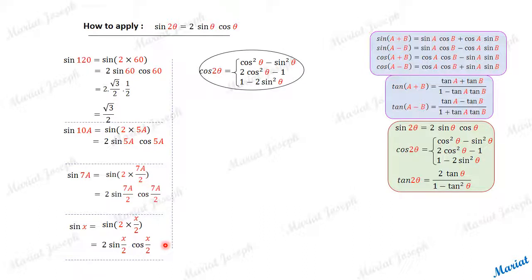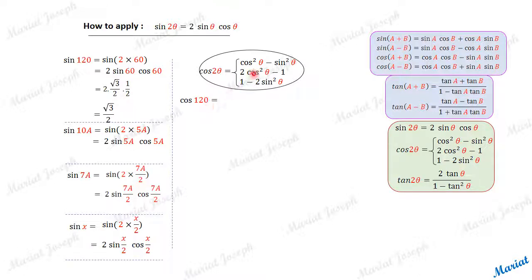Now, let's see the second formula, cos 2 theta's application. Cos 2 theta has three options. Either of these could be used. First of all, I'm calculating cos 120 degrees. 120 degrees again, as we noticed already, has its terminal side in the second quadrant. And cosine of such an angle should be negative. Let's see whether we will get a negative answer.